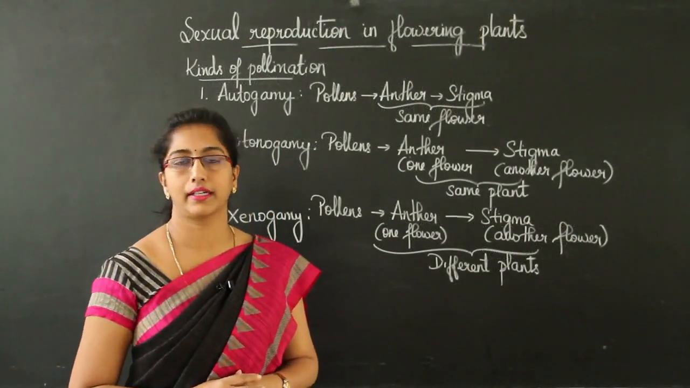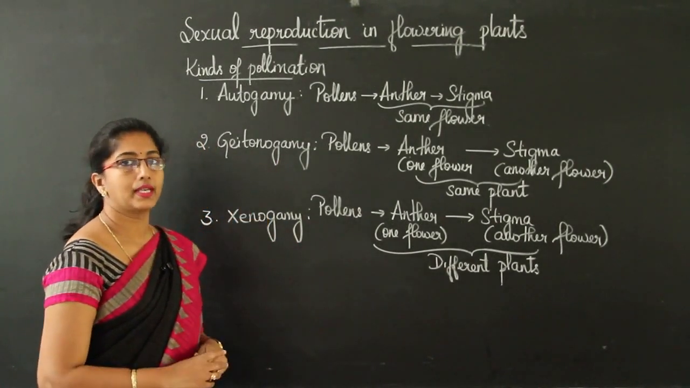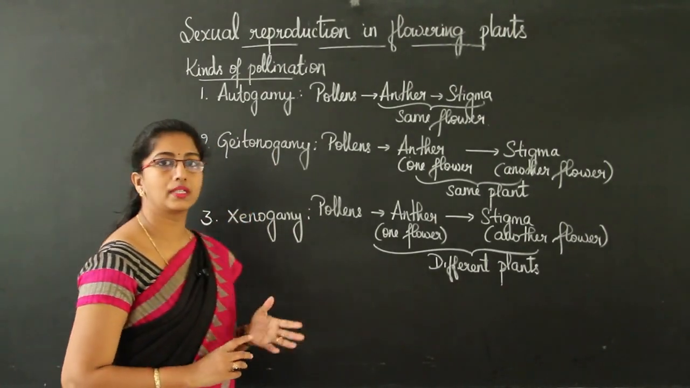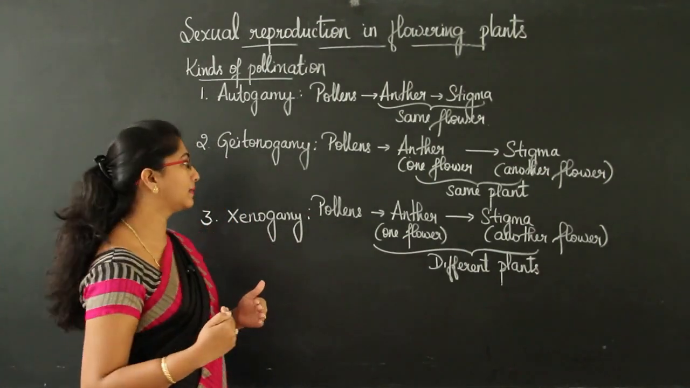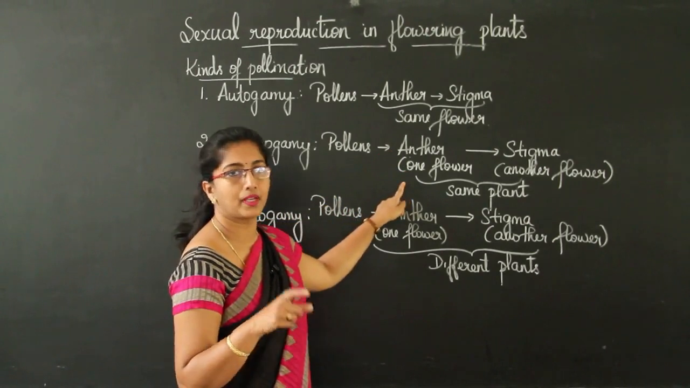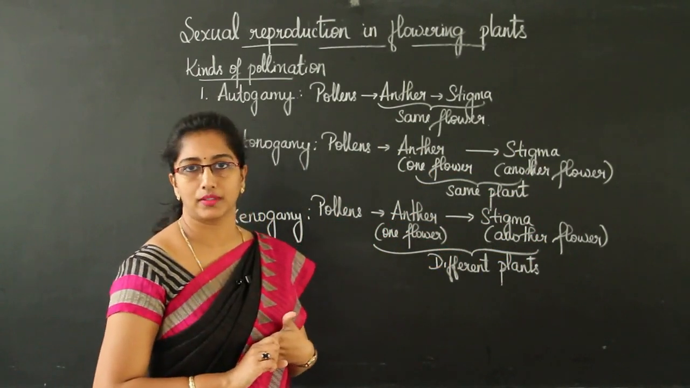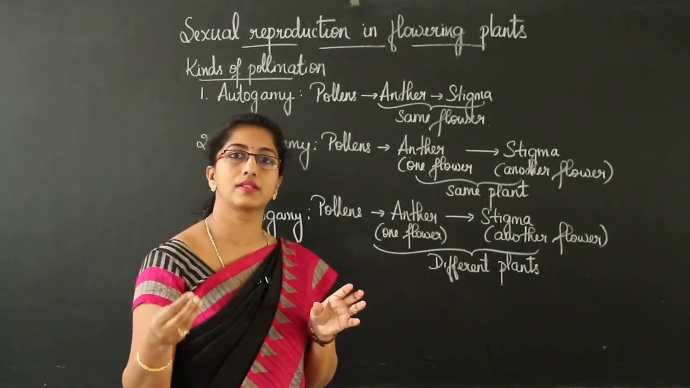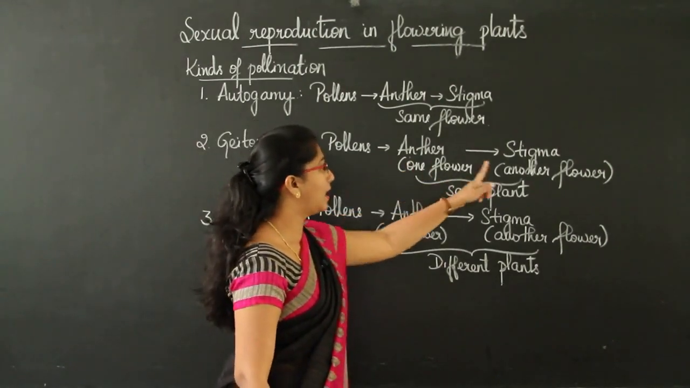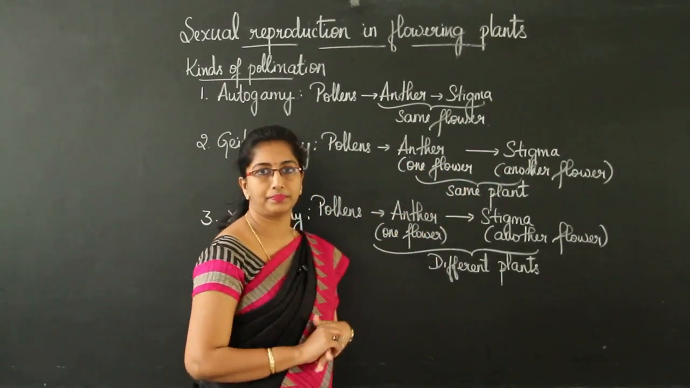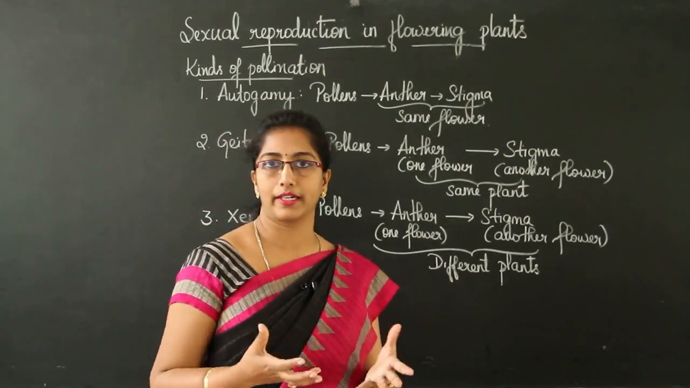Now the second type of pollination which we are going to study is geitonogamy. Here pollen grains are released from the anther. There is transfer of pollen grains from the anther of one flower to the stigma of another flower. So here 2 flowers are involved. From one flower the pollen is transferred to the stigma of another flower, but both the flowers are on the same plant, so they are the product of the same plant.